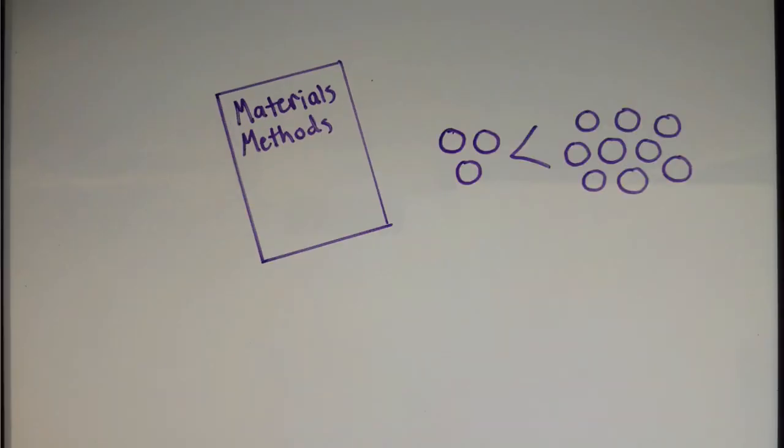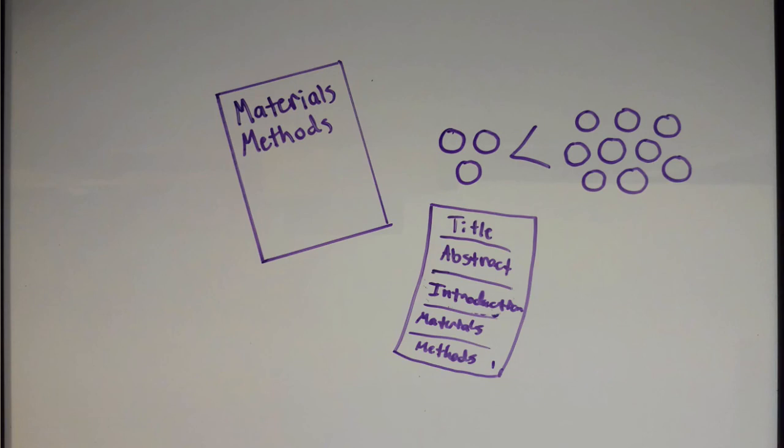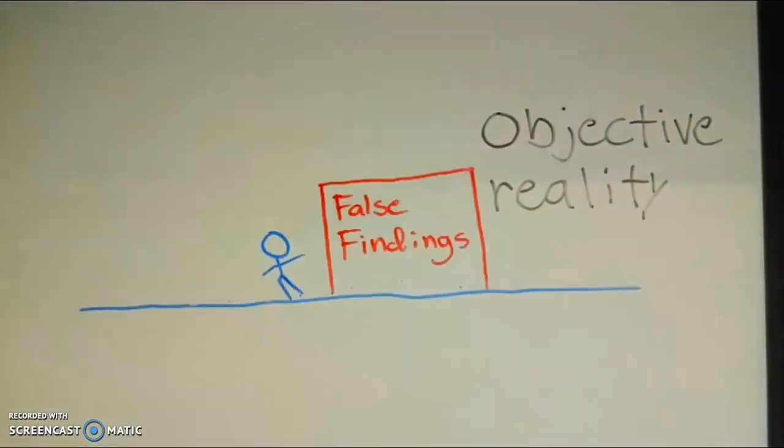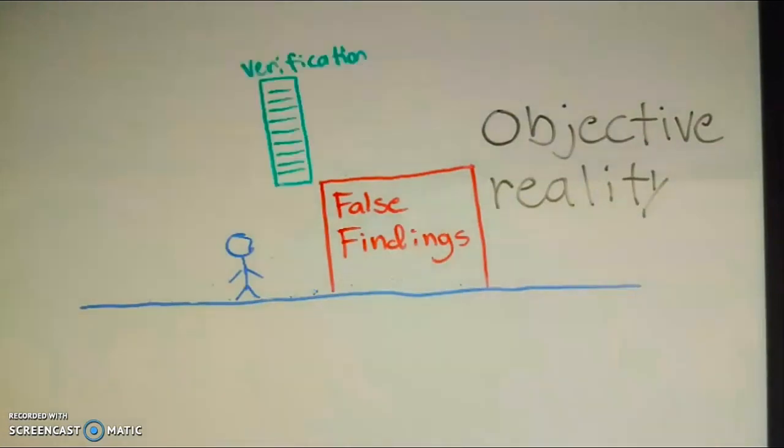Look at the methods and materials used. See what the sample size was. Read the entire report, not just the title and abstract. An essential part of this scientific method is verifying past findings so that you can accurately expand on human knowledge.